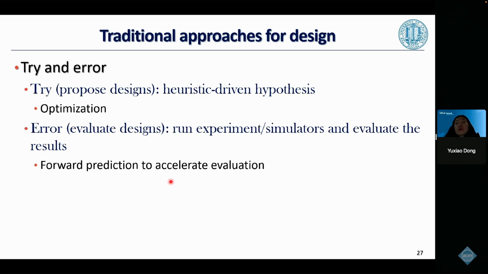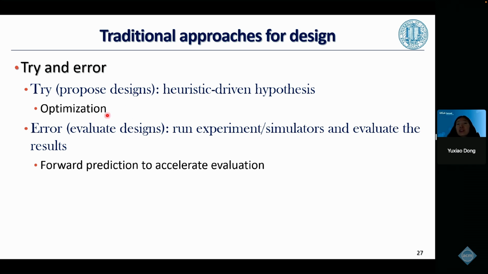So we can see that there are lots of real-world design problems. And what are the traditional approaches? Actually, traditional approaches are very heuristic-driven. It's just trial and error. For the trial, essentially humans will propose some hypothesis and make design candidates. After that, we run either real experiments or some very expensive high-resolution simulators to evaluate the results. So can we do something to make it more automatic?